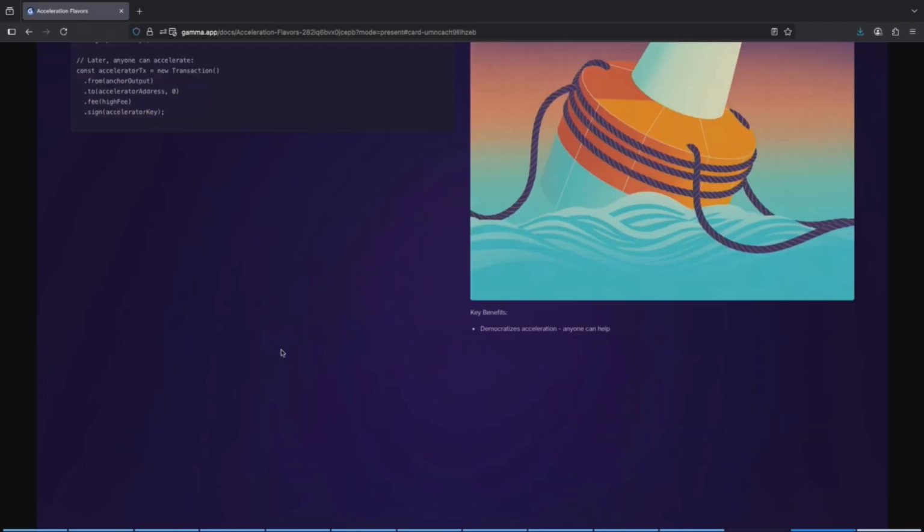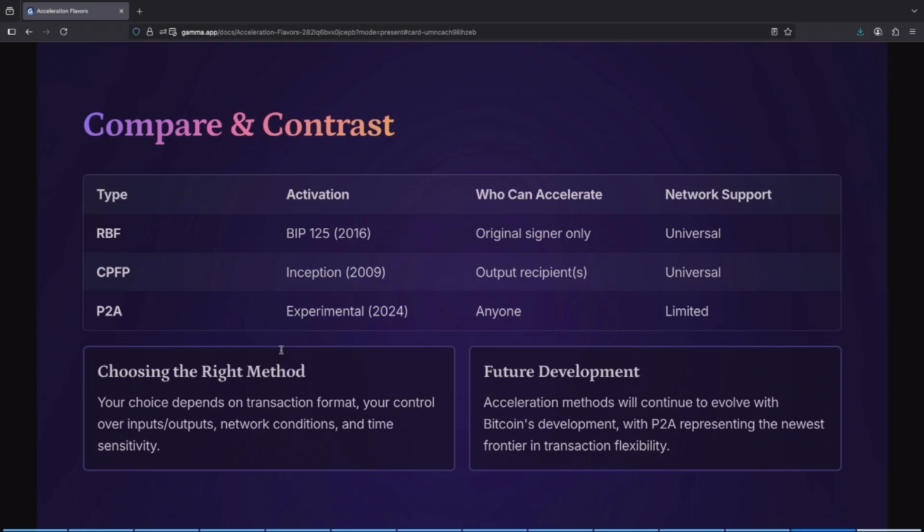And so for a nice little compare and contrast at the end, RBF, CPFP, P2A, when were they activated? RBF was technically activated in BIP 125 around 2016. CPFP has been theoretically feasible since inception in 2009. And P2A is still experimental as of 2024.